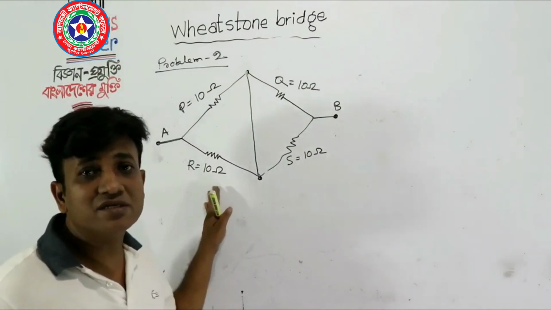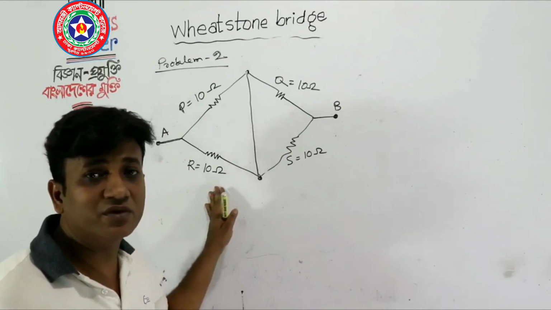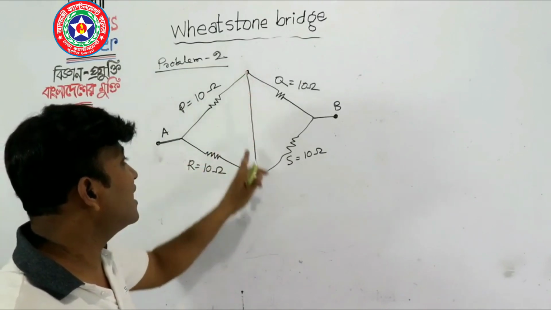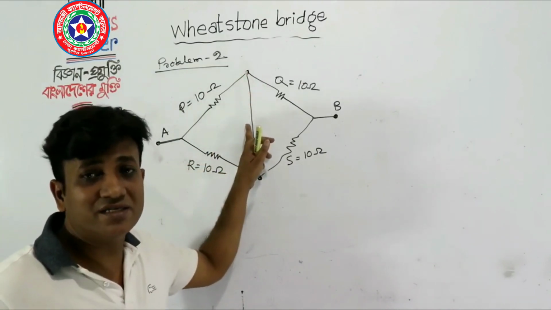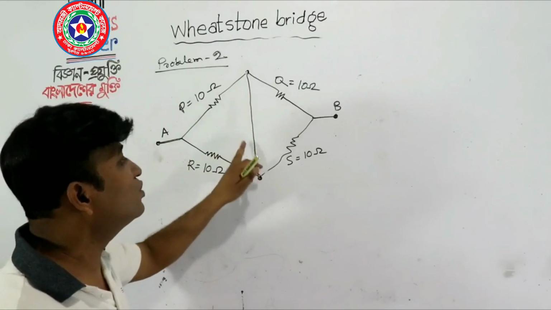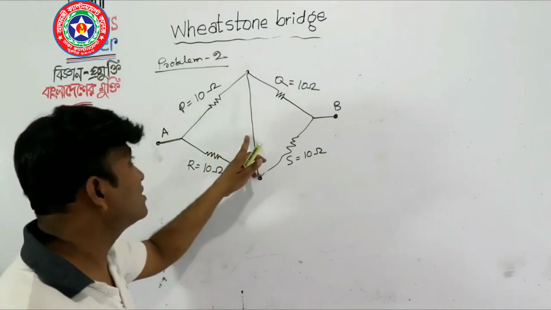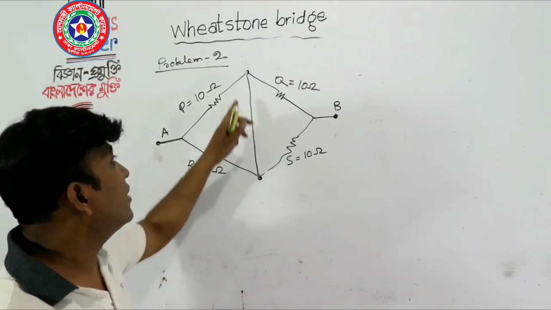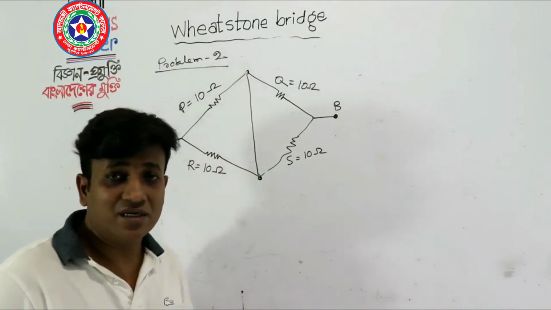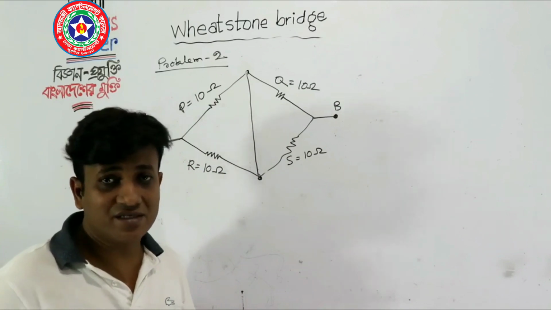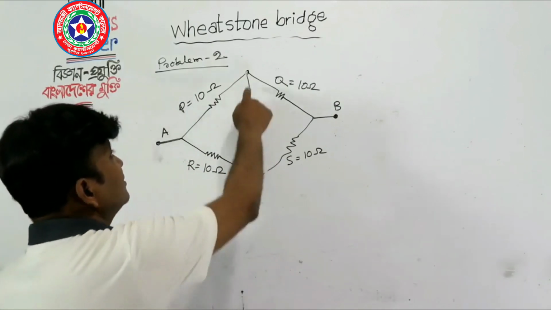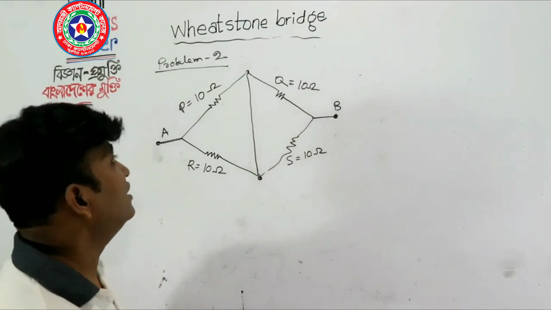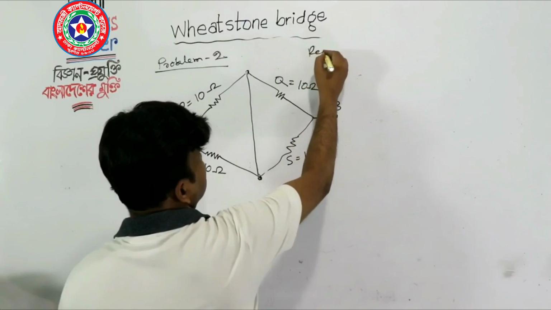It is a little bit different from problem 1. In problem 1, along this line there was a resistance, but here there is no resistance. It means these two points are connected by only a wire without resistance. That is, here the line is shorted. Okay, then what will be the equivalent resistance of this circuit?